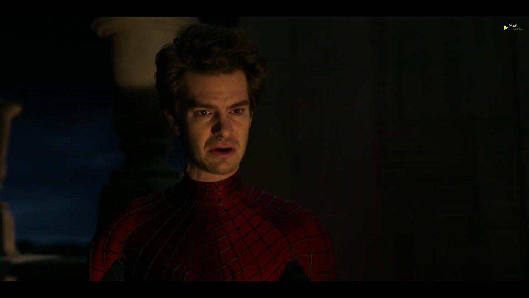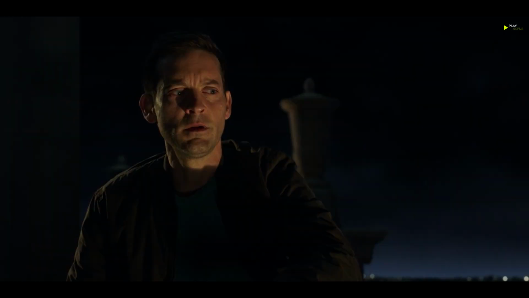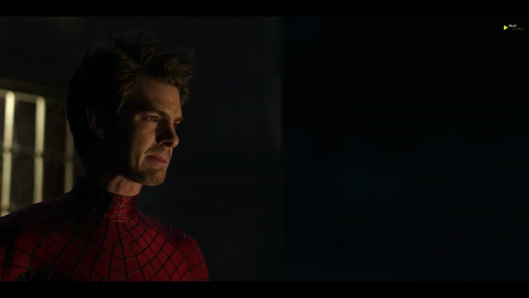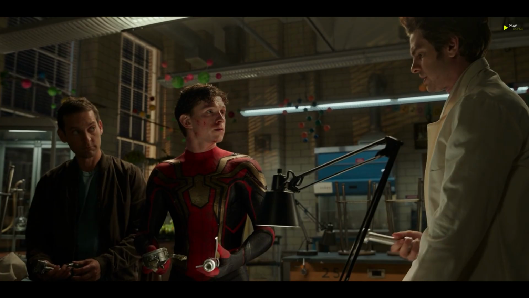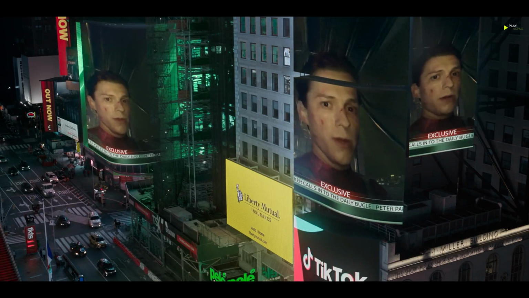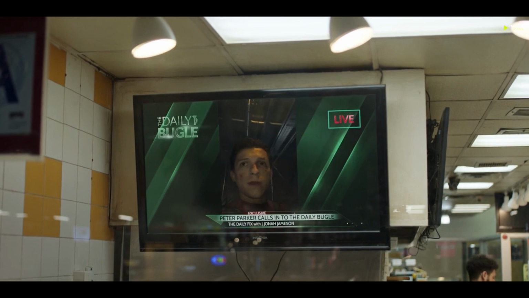They share that one of the Peters was unable to protect his uncle, and the other one was unable to protect his girlfriend. They all go to a laboratory and start working together to find a cure. They then broadcast through the Daily Bugle so that they can lure the dangerous beings.